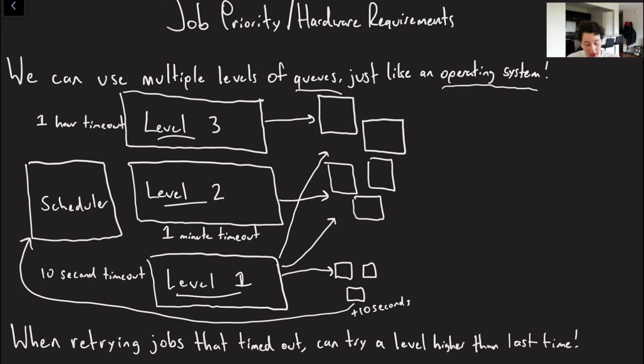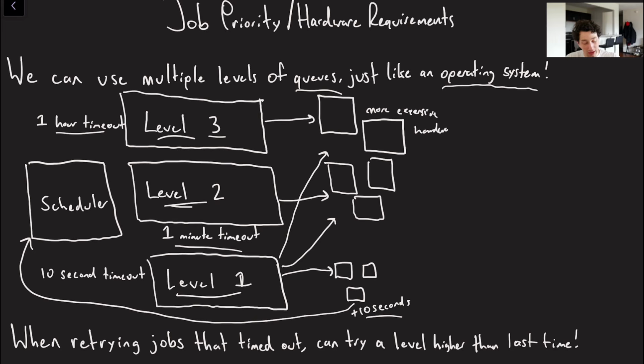So let's say our lowest level executor is going to have a 10-second timeout, so that if we have some sort of really expensive job that can't finish in those 10 seconds, we say, you know what, we're just going to retry it. And then we're going to retry it on level 2 with a 1-minute timeout. Still can't finish, we're going to retry it on level 3 with a 1-hour timeout. And so level 3, these executors over here maybe have more expensive hardware.